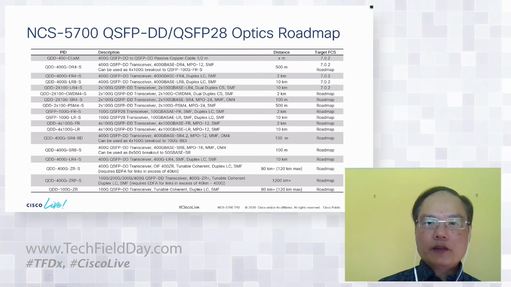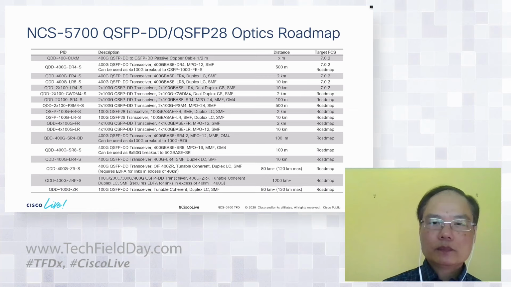This is a comprehensive table for 400 gig optics roadmap for the NCS 57 LAN card for your reference only. And we are not going through them in detail now due to time. Please note that some of them are already available at FCS in NCS 7.0.2, and others are on the roadmap.